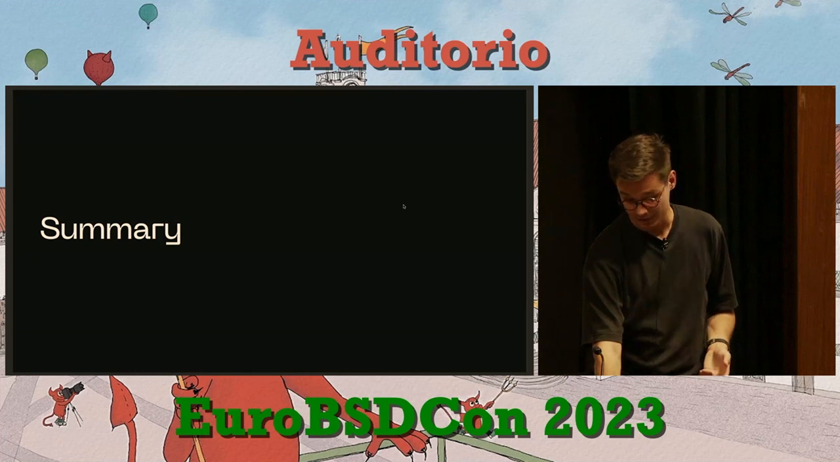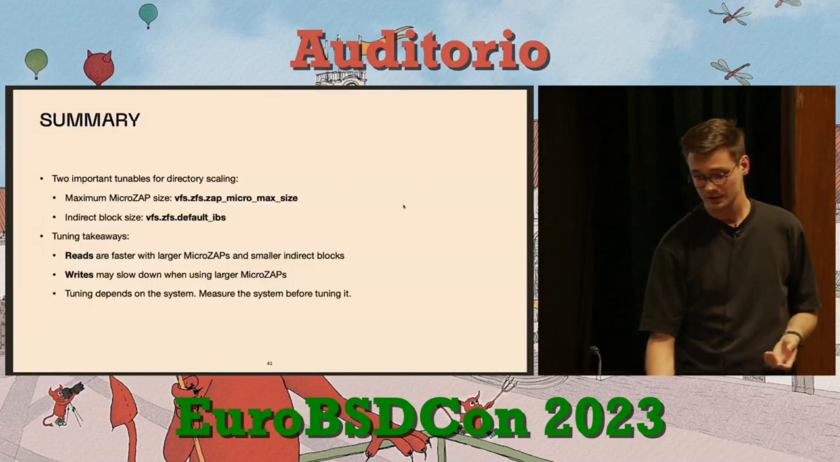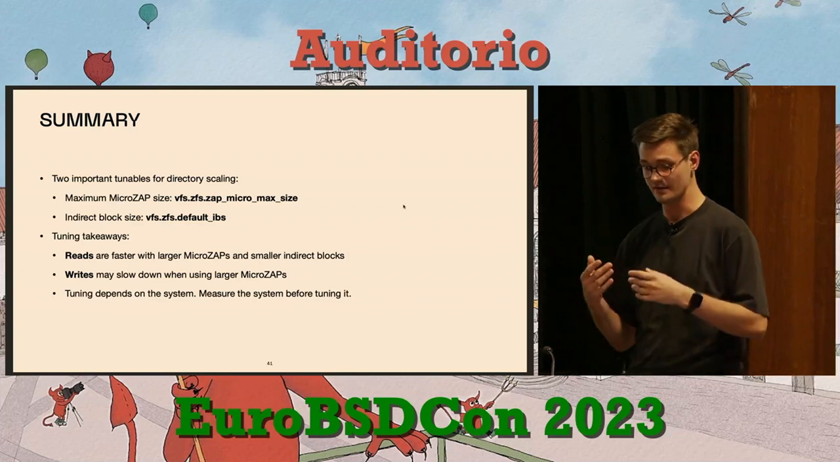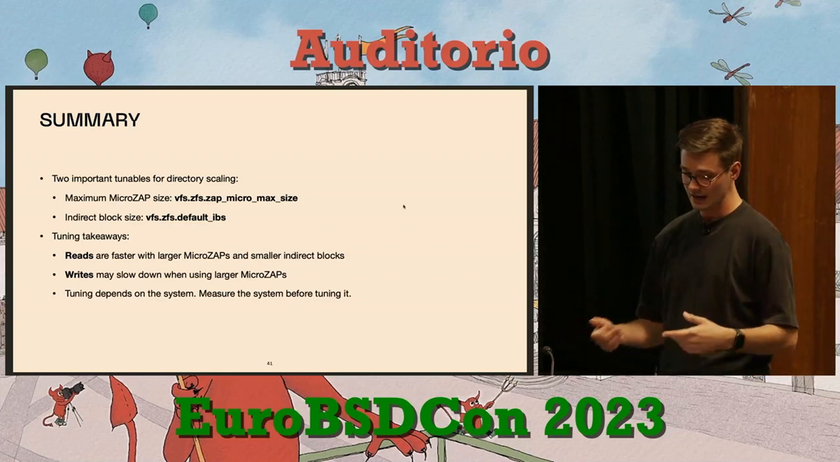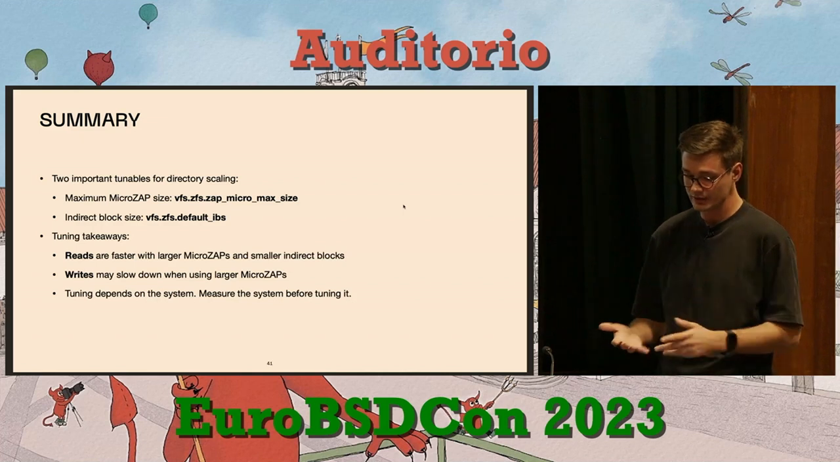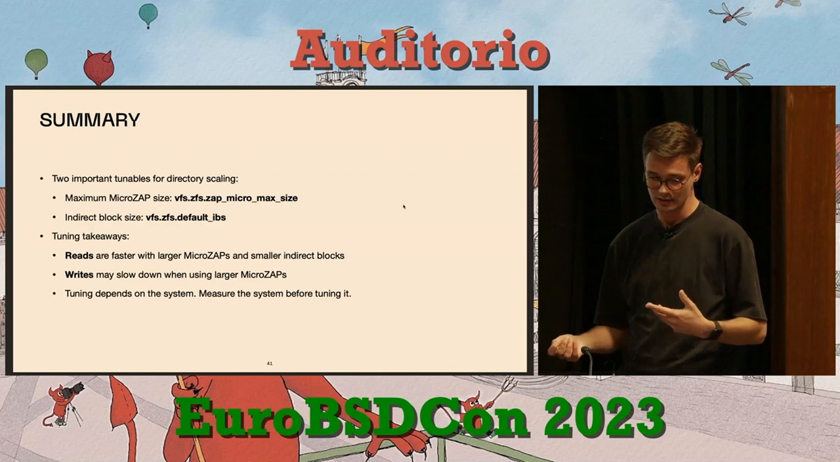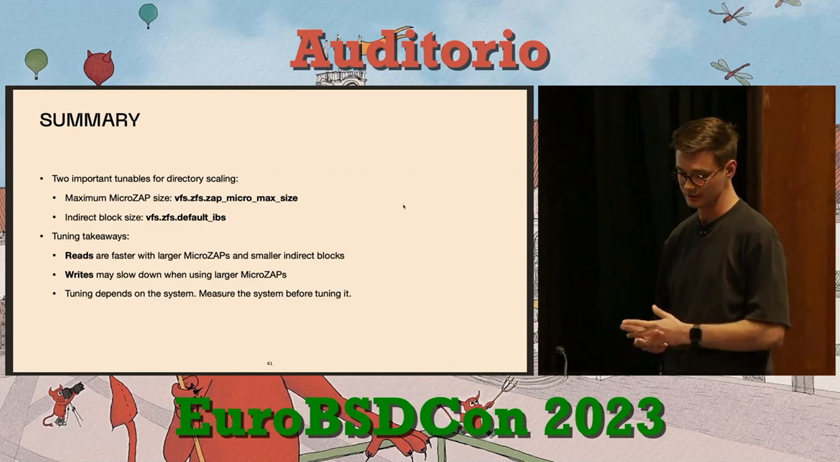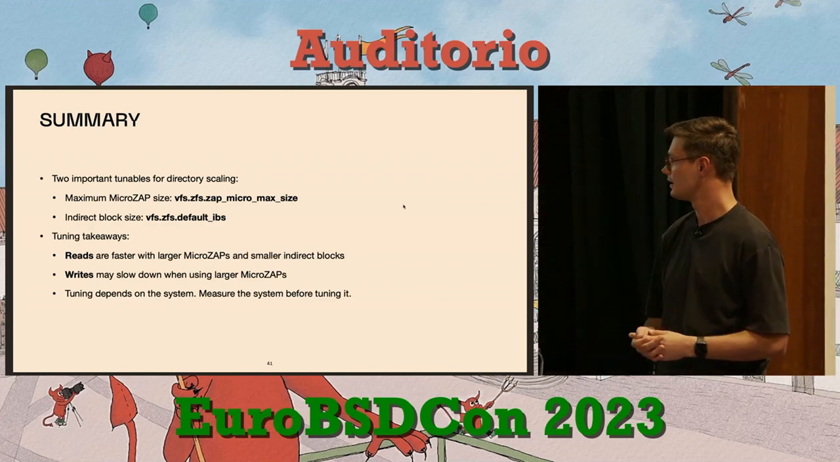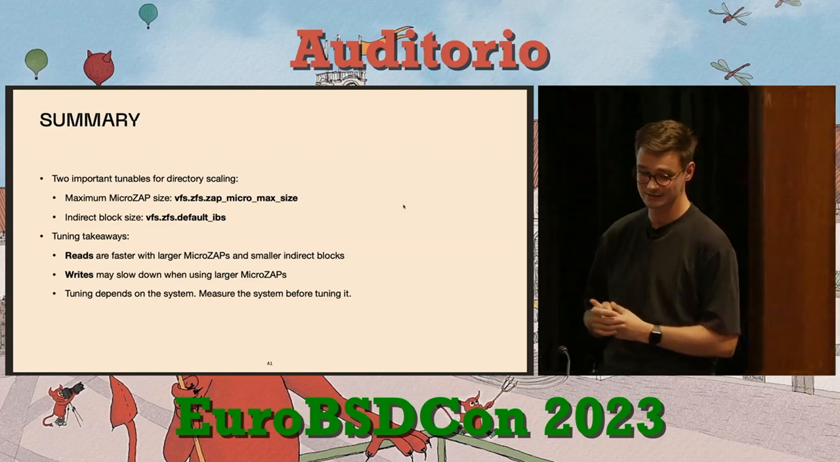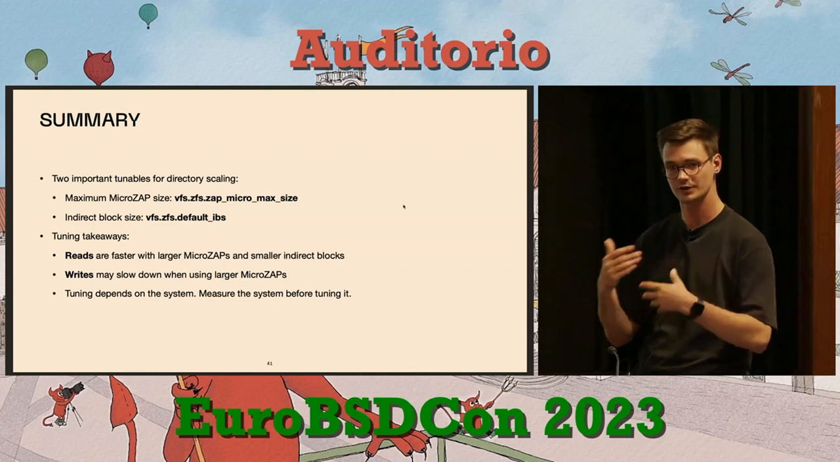So, the summary. There are two important tunables for directory scaling: the maximum microzap size and the indirect block size. The tuning takeaways are that reads are faster with larger microzaps and smaller indirect blocks, and writes may slow down when using larger microzaps. And as I said many times, tuning depends on the system, so you should really measure the system before tuning it.